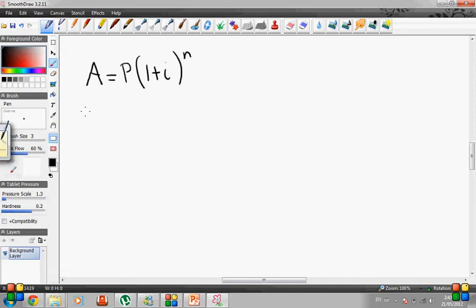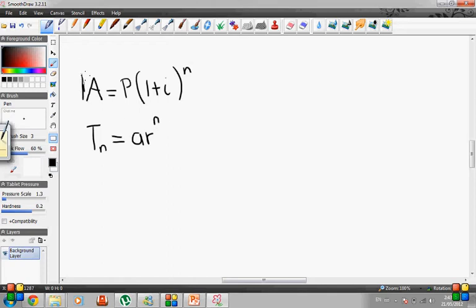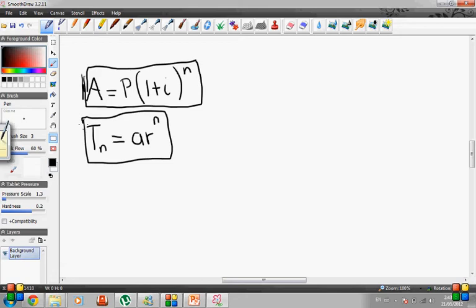Now let's relate that to the formula for a geometric sequence. So for geometric sequences, the term number is equal to a times r to the power of n. So let's look at some similarities between this and this right here. Because this formula, the formula for compound interest, is actually derived from the formula for geometric sequences. And you can see that they do look very similar.